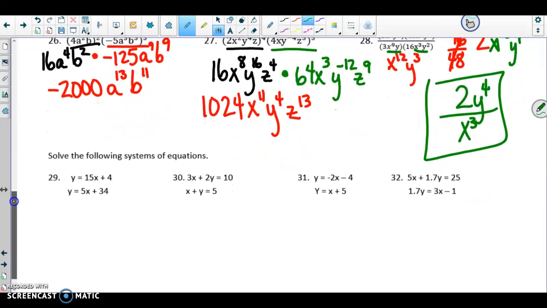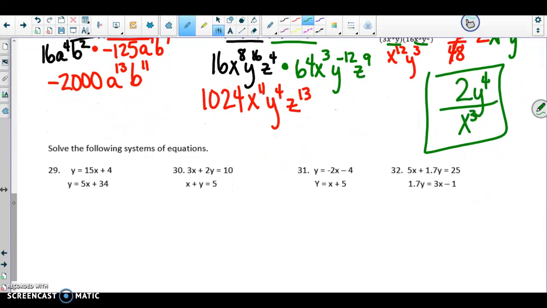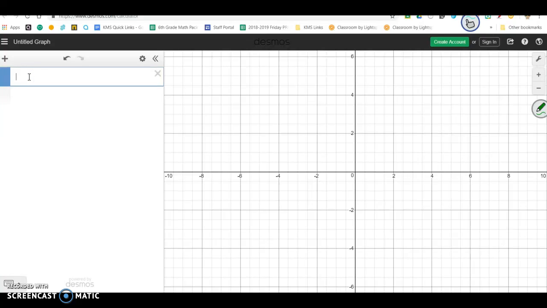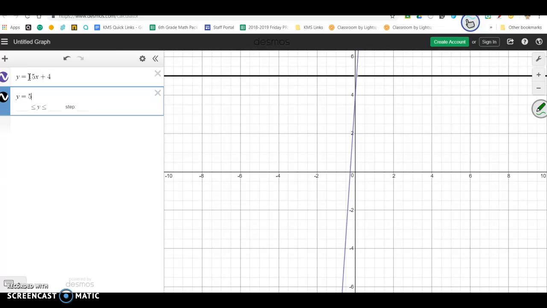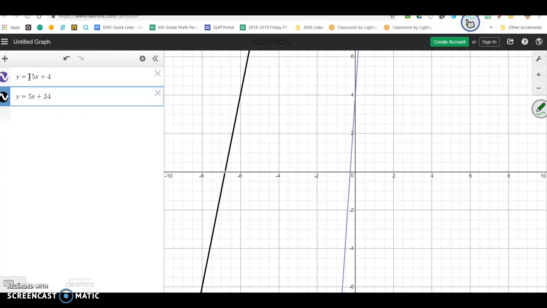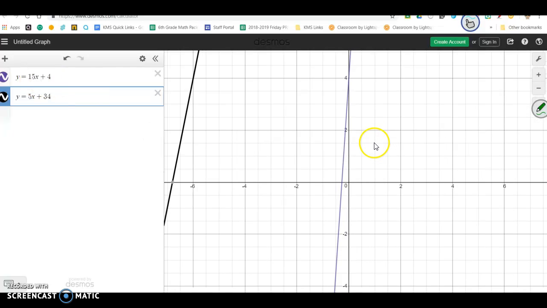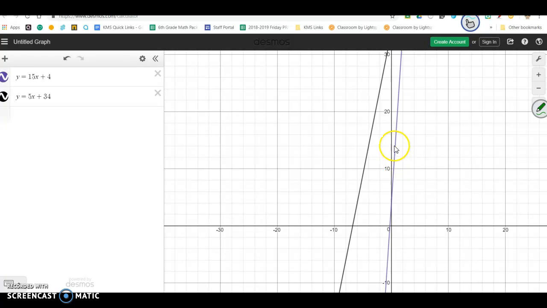Okay. So solving the systems of equations. This is back to where we were solving just using Desmos, which is fine to do as long as you get them correct. That's not a problem. So I'm going to jump over to Desmos and we'll take a look at these. For the first one, I have y equals 15x plus 4. And for the second one, I have y equals 5x plus 34. Okay. So eventually, I think they're going to, yep, they're meeting.